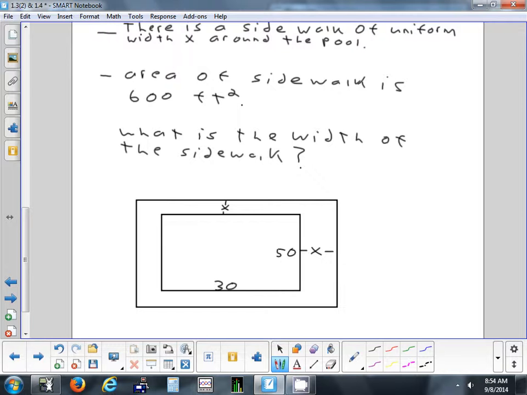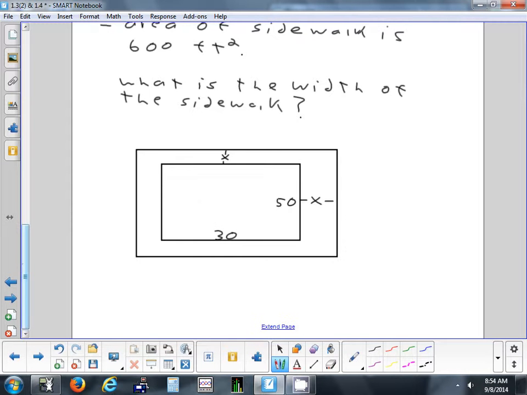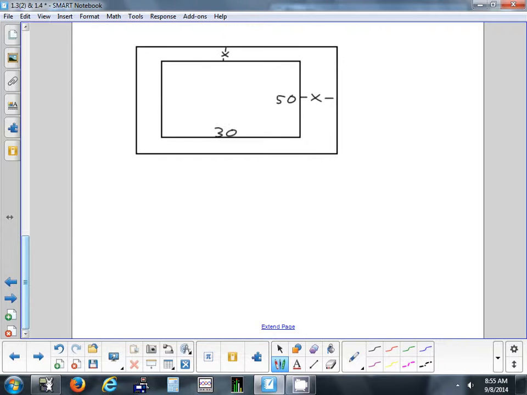Yeah? Okay, so you know that your sidewalk is uniform, so you have to make sure that if you're trying to calculate the area of the entire thing, you do 50 plus 2x. You have to make sure you add 2x because you can't forget that it's uniform on both sides. Yeah, so this 50 plus 2x, that's the total length of the pool plus the sidewalk. Any question on that? Okay, so let's see if we can come up with a formula here.